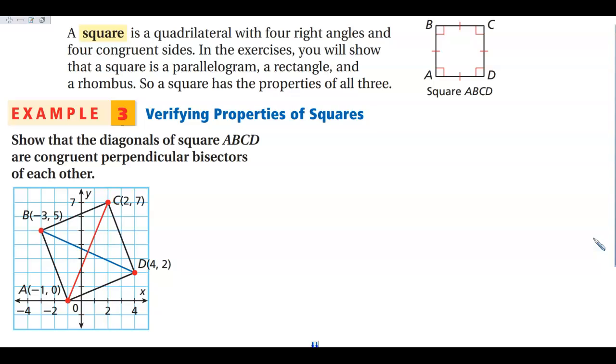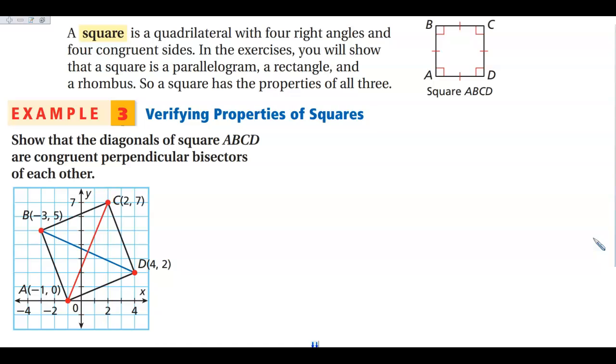Okay. A square is all the things. It is a parallelogram, it is a rhombus, and it is a rectangle. It is a parallelogram because opposite sides are congruent. It is a rhombus because all four sides are congruent. And it is a rectangle because it has four right angles.